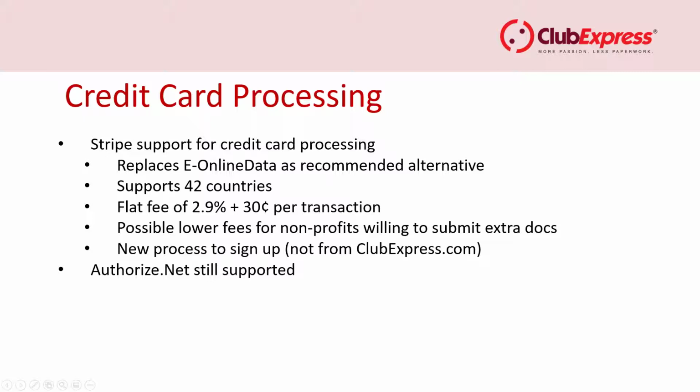It replaces E-online data, or what was called EVO Payments. If you have an account still with EVO that's using Authorize.net, you can certainly continue to do that. But you might also want to consider switching over to Stripe because I think you'll find that the fees are lower. With E-online data/EVO and Authorize.net, one of the things we found is that they were adding some junk charges to their fees.